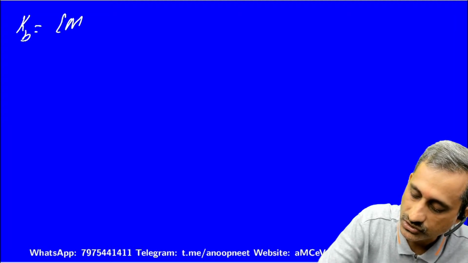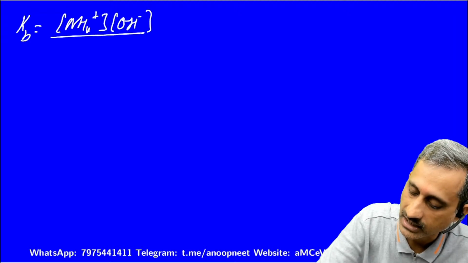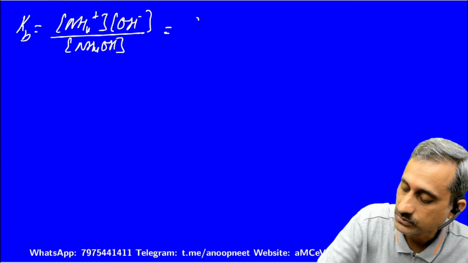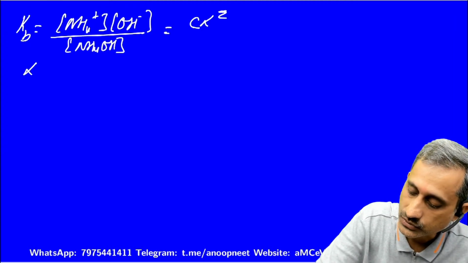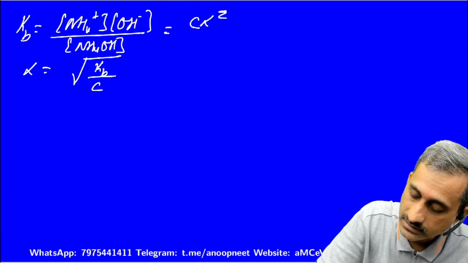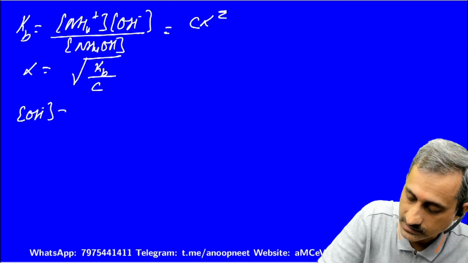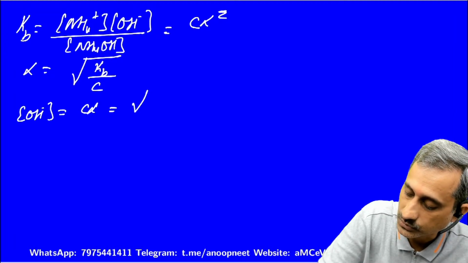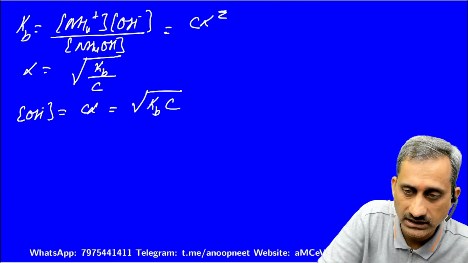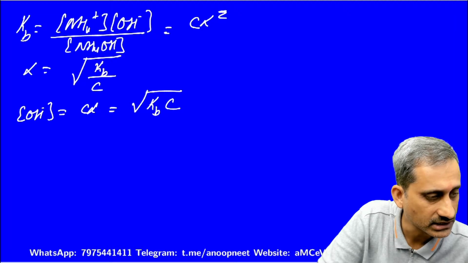Now we have got Kb is equal to concentration of NH4 plus into concentration of OH minus divided by the concentration of, चलो NH4OH लिख देते हैं, and that's equal to C alpha square. So alpha will be equal to under root Kb divided by C. Okay, concentration of OH minus is equal to C alpha, that will be equal to under root of Kb multiplied by C. अब यहाँ पे derivation करने की जरूरत तो नहीं है ना, we have already done the derivation for it.